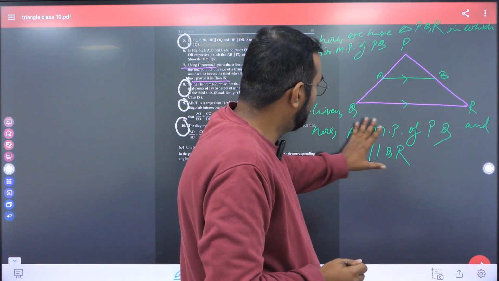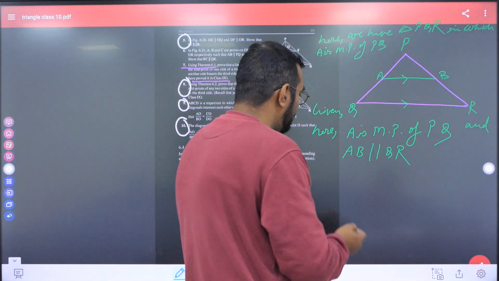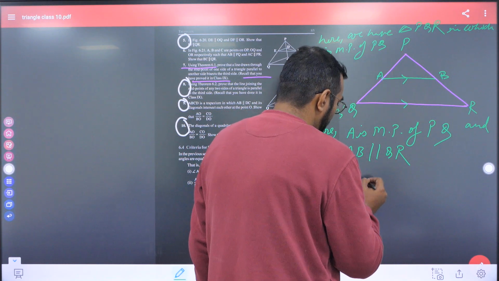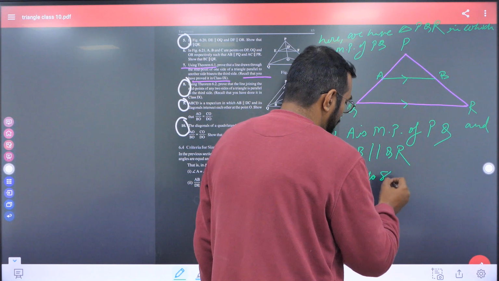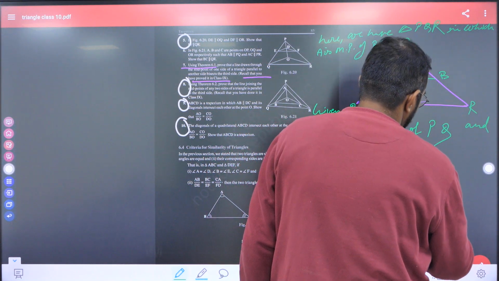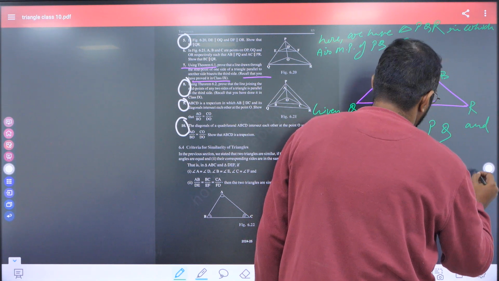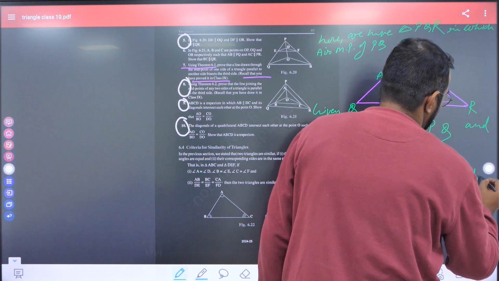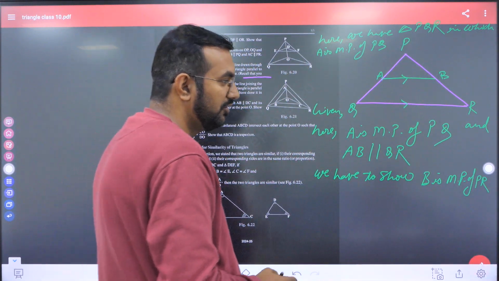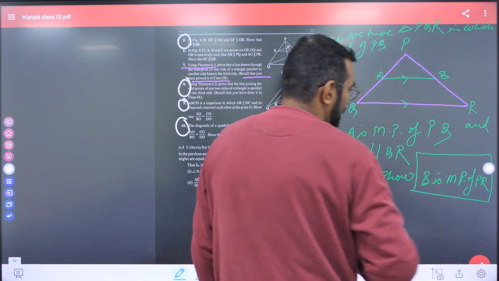Now the given things I have written here. And what we have to prove? We have to show or prove that B is the midpoint of PR. What we have to show? That B is the midpoint of PR.